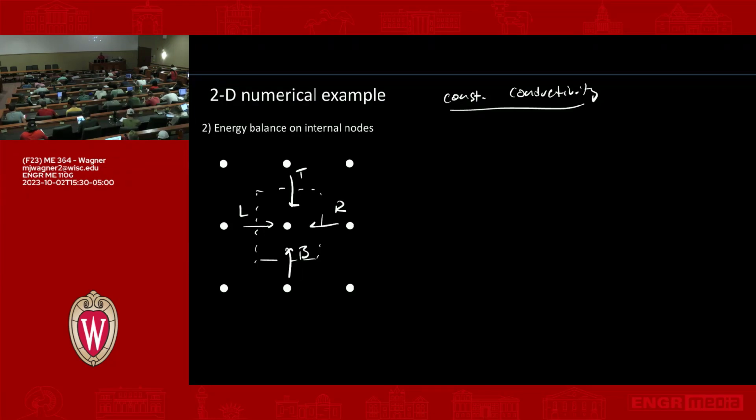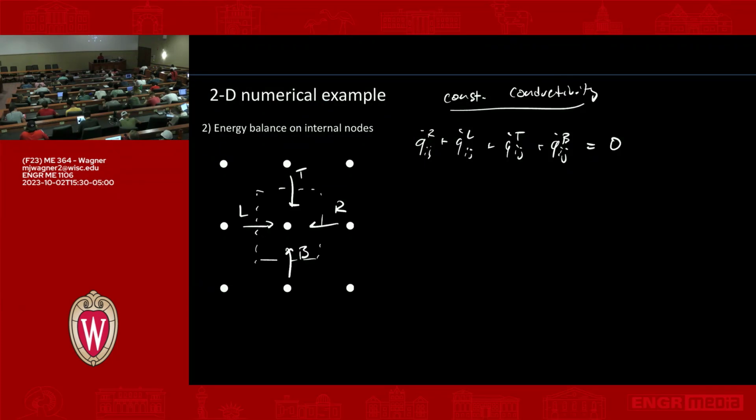So I'm going to add up all the heat flows that are related to this. We're doing the energy balance now, and that looks like this. Q dot Rij plus Q dot Lij plus Q dot Tij plus Q dot Bij is equal to 0. All right, that's just adding up all those terms.